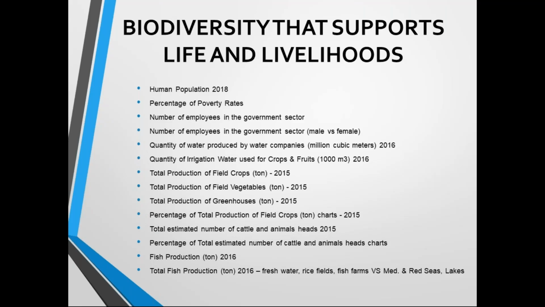The next section is about biodiversity that supports life and livelihood. Here, in this section, we will present the human population, percentage of poverty rates, number of employees in the governance sector, male versus female, water produced for irrigation and for drinking, total production of field crops and vegetables, total production of greenhouse, percentage of total production of field crops, fish production in marine and freshwater. Next slide.